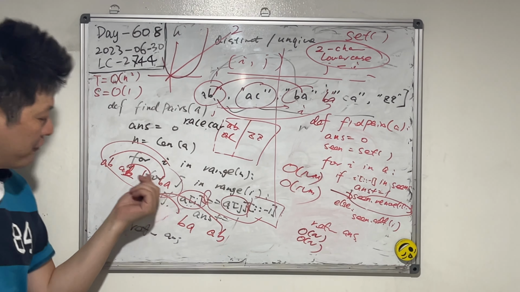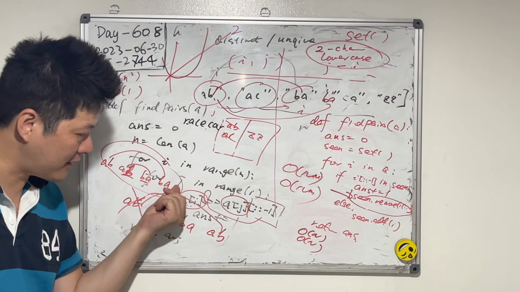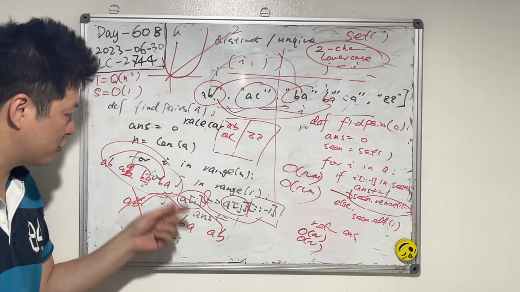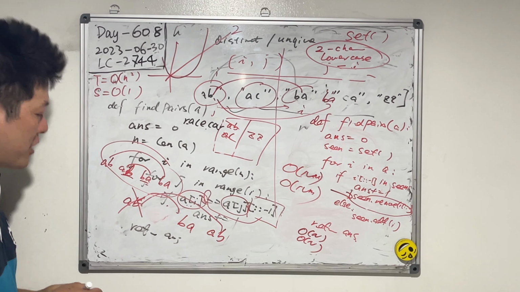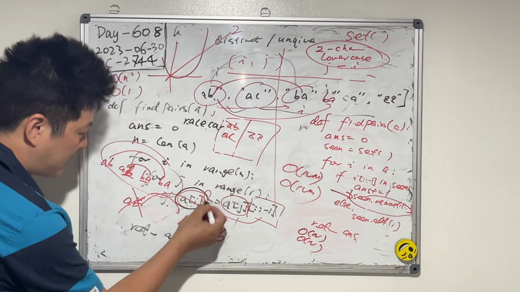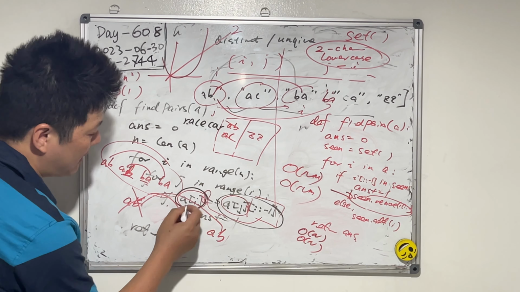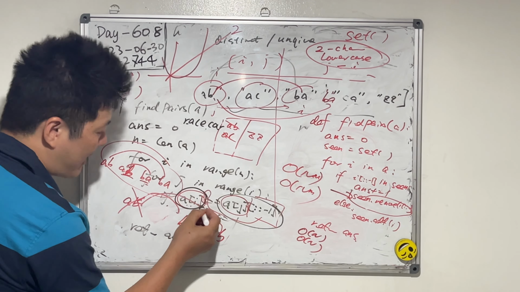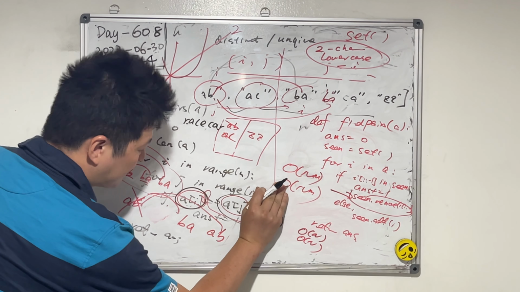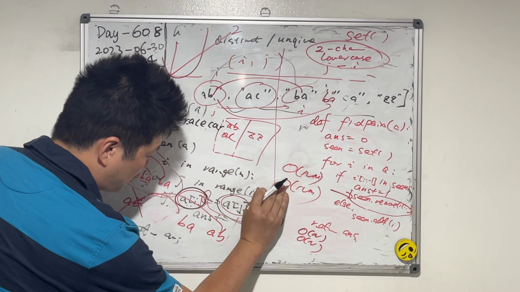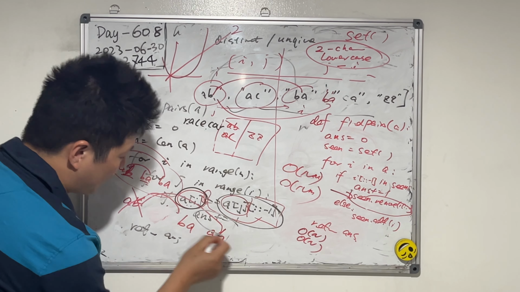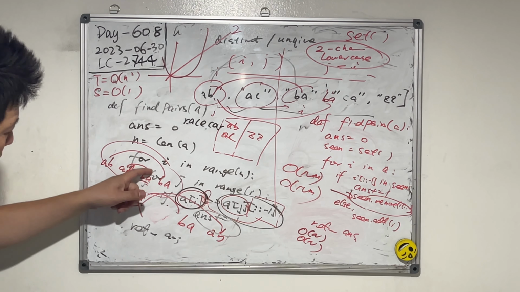That's why for the inner loop, the j index ranges up to i, so j is smaller than i. Then we check if the string at index i is the reverse of the string at index j. Or we can say the reverse of the string at index i is the same as the string at index j, and if it is, then we increment the count. And the time complexity is O(n squared).